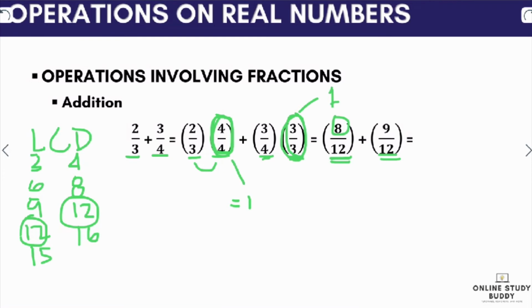So, ngayon, pareho na yung denominator ng dalawang fractions natin. So, we can simply add 8 and 9 to get 17 over 12, which is yung final answer natin.